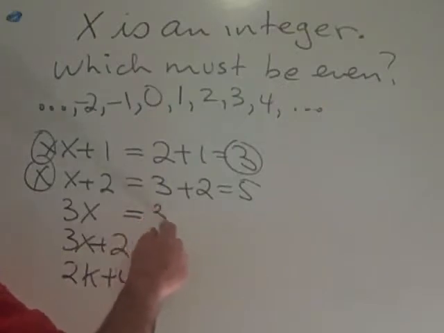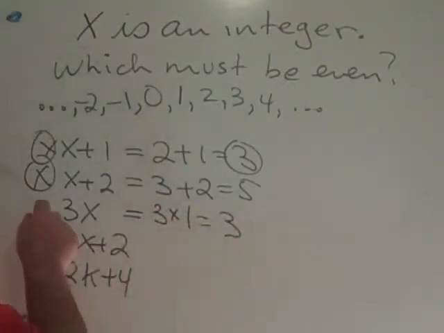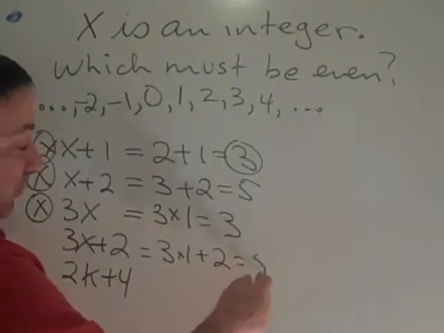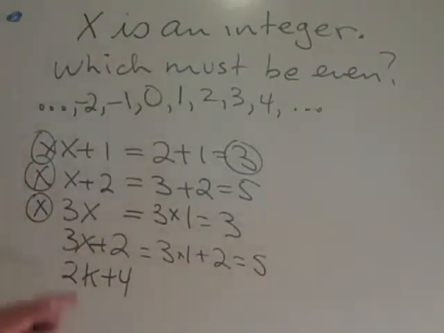Another argument is let x be 1. 3 times 1 is odd. 3 times 1 plus 2 more. It's 3 plus 2, which is still odd. It's this one. Whoops. That should be x, excuse me. It's this one.